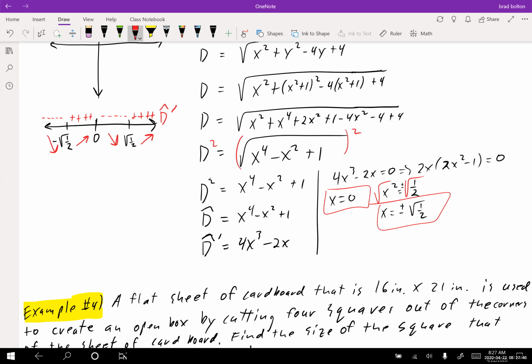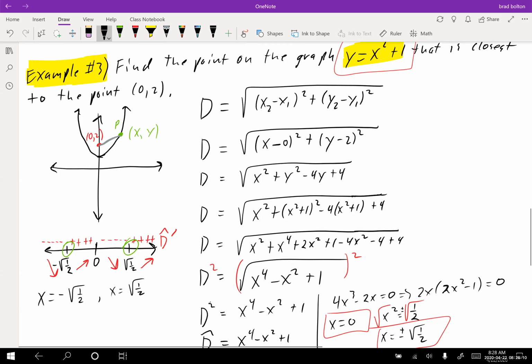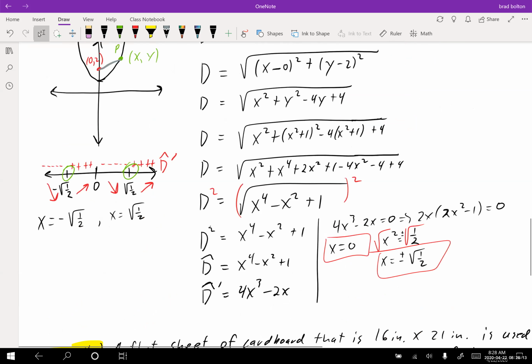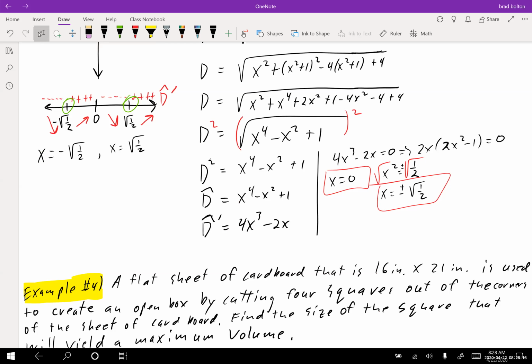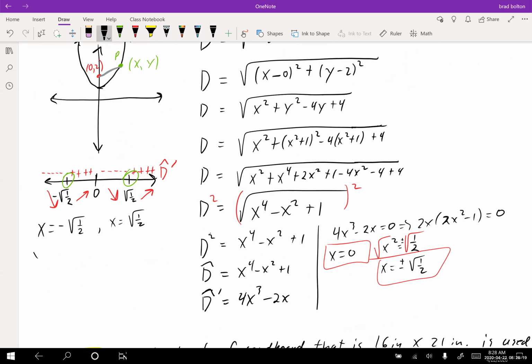So what are we concerned with? We're only concerned with local minimums, not local maximums. So I see that I have a local min here and I have a local min here because I'm going from decreasing to increasing, okay? So that means x equals negative square root 1/2 and x equals square root 1/2. These are my two x coordinates, but it says find the point on the graph. Well, that means I have to plug x in to y equals x squared plus 1. So y equals x squared plus 1. So this is negative 1/2. You know what? I'll just do the positive one.